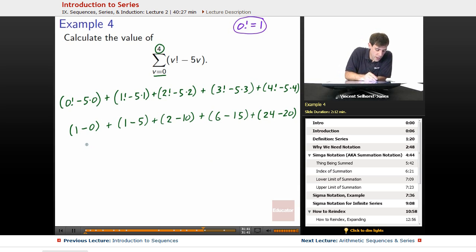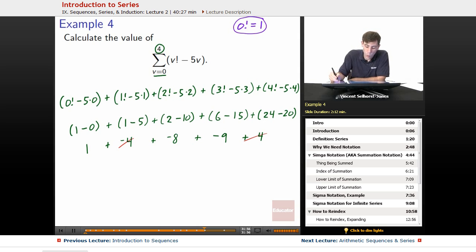We work this out, so we've got 1 here plus negative 4 plus negative 8 plus negative 9 plus positive 4. We see that we've got a positive 4 here and a negative 4 here. They cancel out. 1 plus negative 9 gets us negative 8, so we've got negative 8 and negative 8, or negative 16 once we simplify the whole thing out.